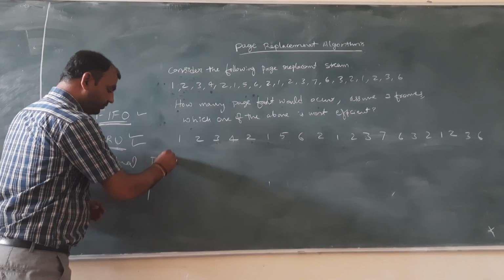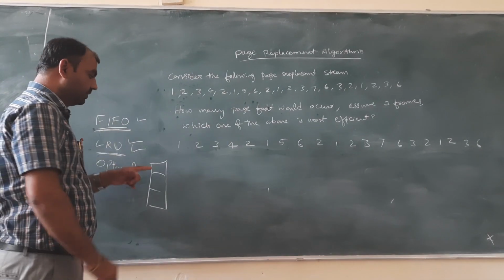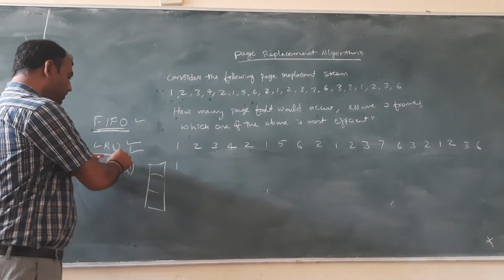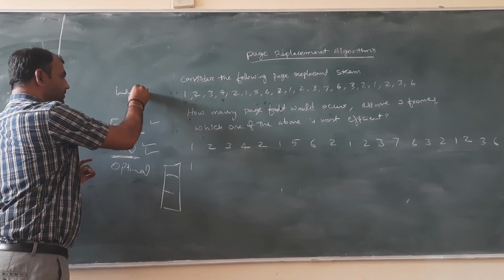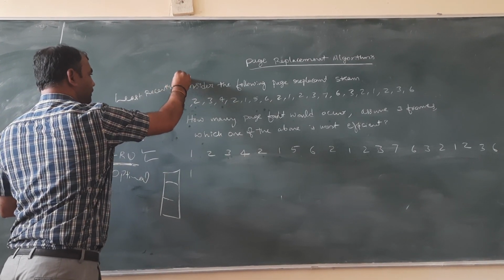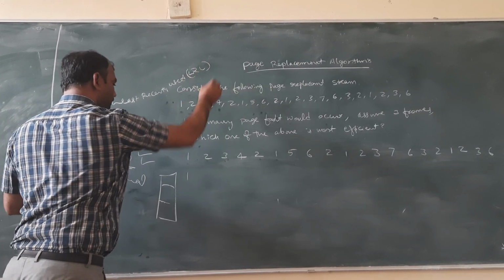Look here, if 3 frames are given, we imagine 3 frames like this, as in 3 frames, right? So the first frame is empty initially, you put 1. Okay. I am doing least recently used. So least recently used. Okay. So that is one LRU.